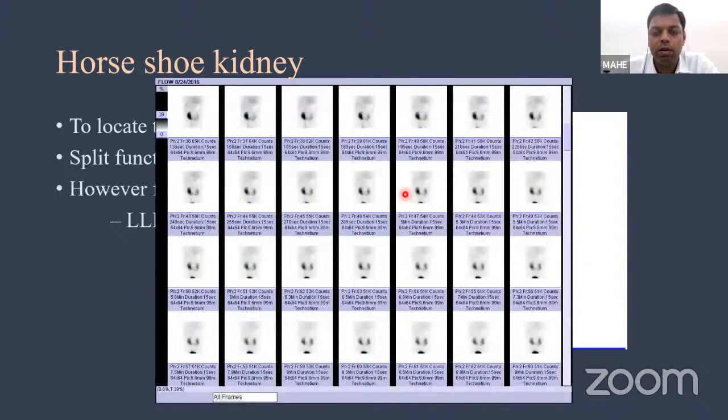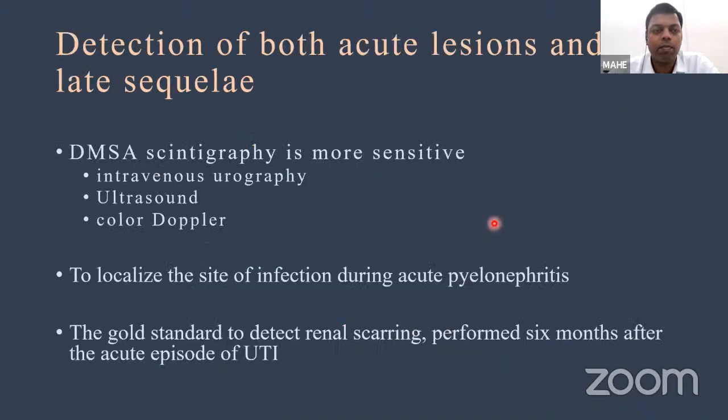So this is again how a scan will look like in a horseshoe kidney. DMSA scan is more sensitive than intravenous urography, ultrasound, color Doppler, etc. to localize the site of infection during an acute pyelonephritis, and it's the gold standard for renal scarring.